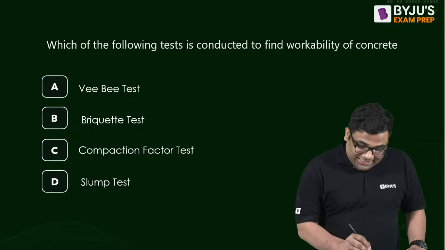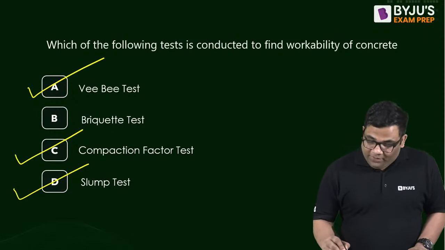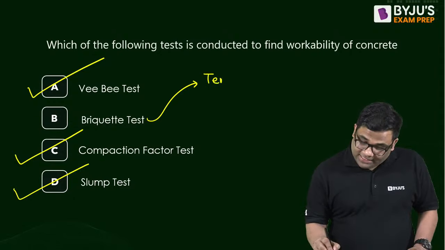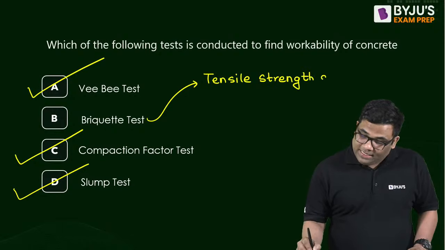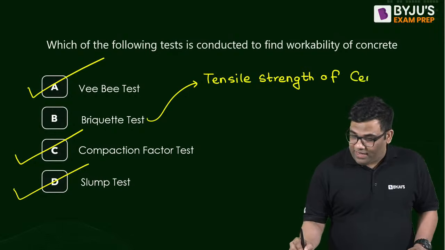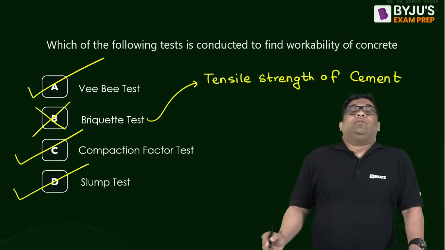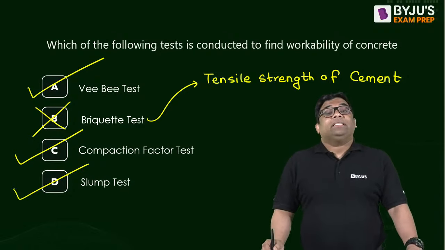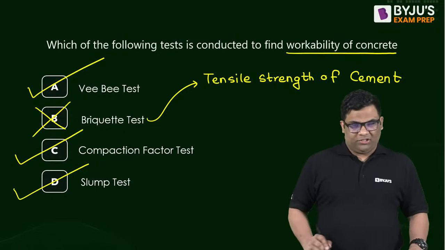Yes, the answer is A, C, and D. The briquette test is conducted for what? It is conducted to find out the tensile strength of cement. Very good. So the answer is the V-B consistometer test, the compaction factor test and the slump test. All three of them are conducted to find out the workability of concrete. Very good.